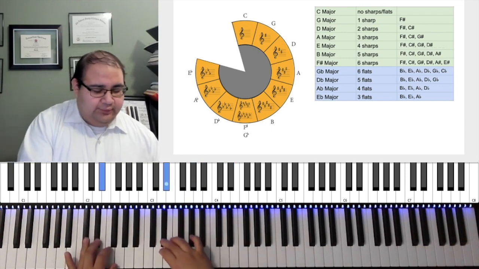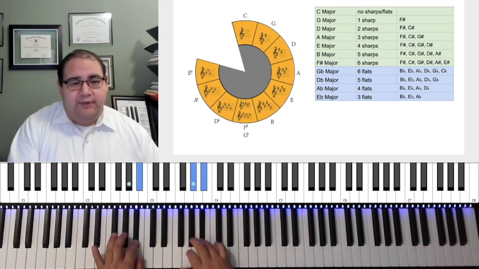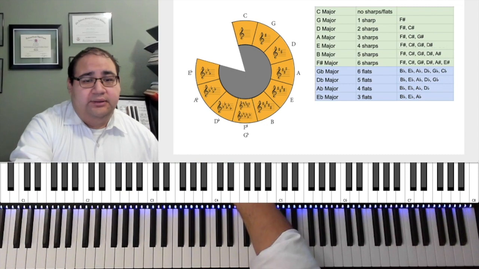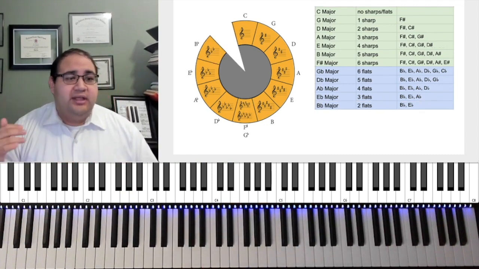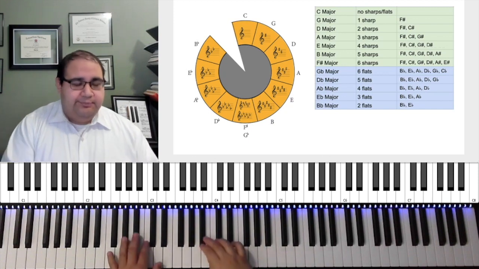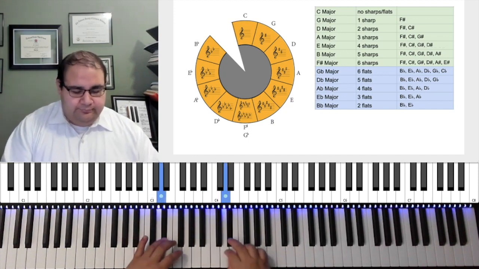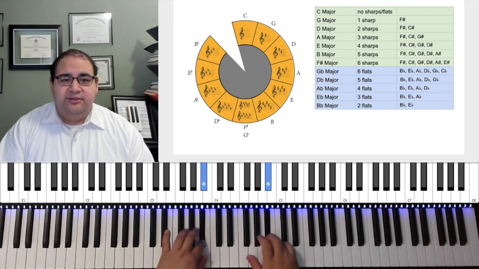Find the fifth. 1, 2, 3, 4, 5. B flat major is going to be the next one. And as I see here, it's going to be descending in the flats. So B flat major should have 2 flats in it. Let's check. Let's build a scale. It does. It's B flat and E flat.